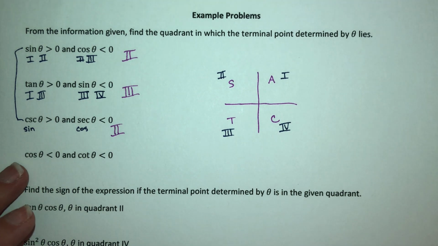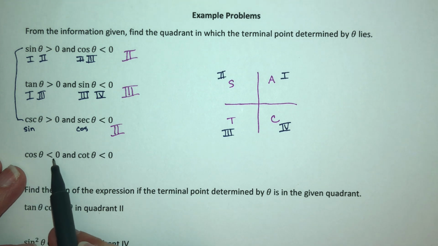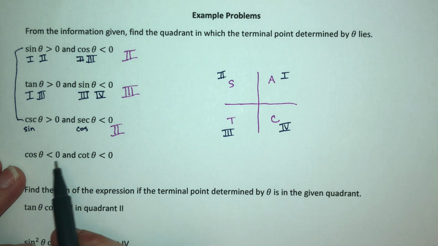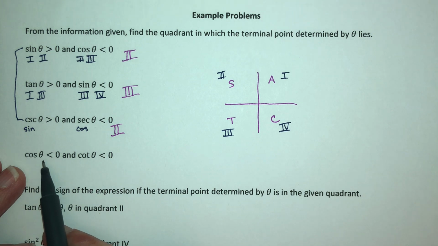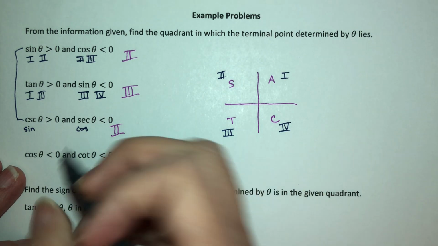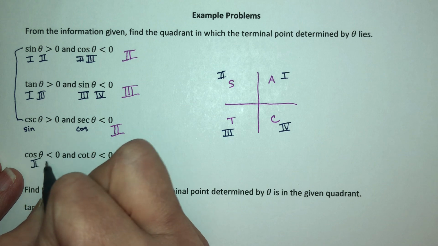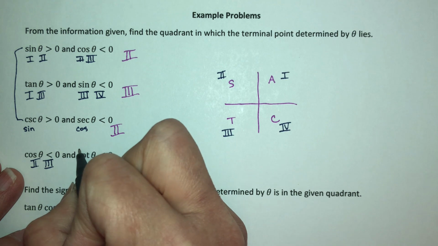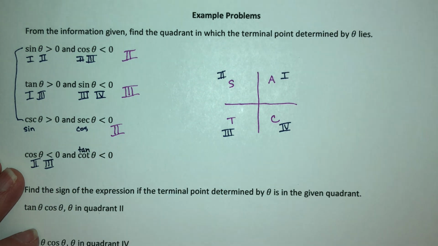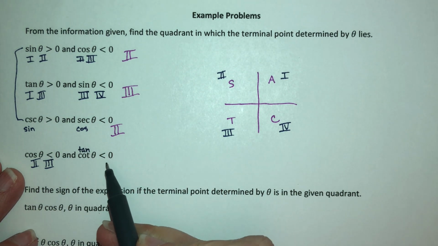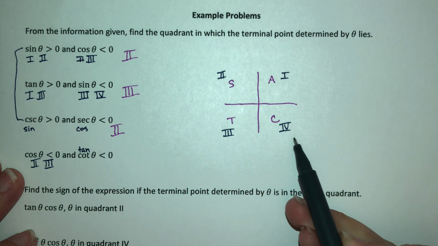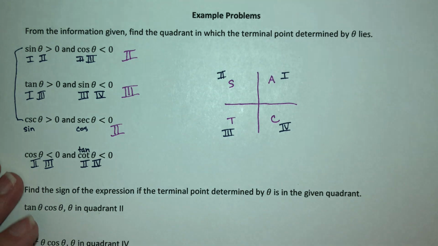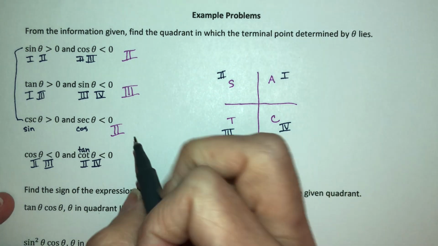Now, where is cosine less than 0 and cotangent less than 0? Well, cosine is negative in quadrants 2 and 3. Cotangent, which we're going to look for tangent, being negative, happens in 2 and 4. So where do these both happen? In quadrant 2.